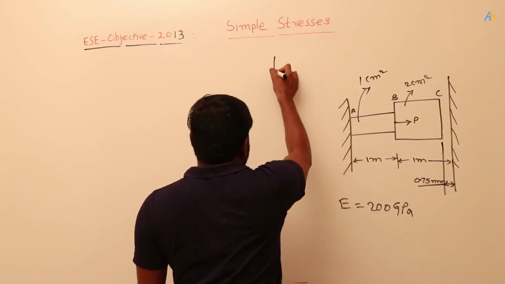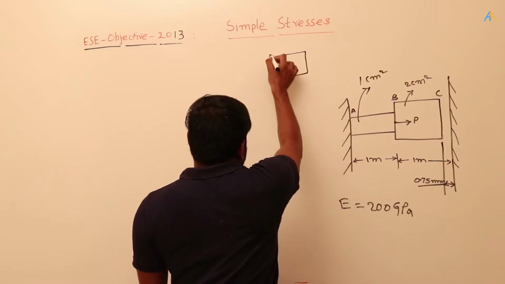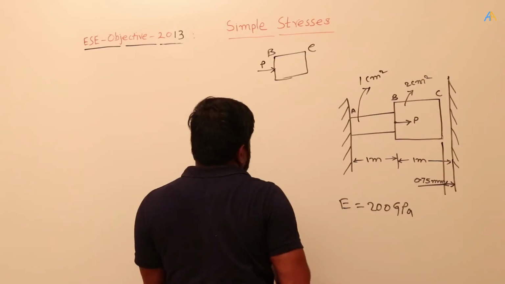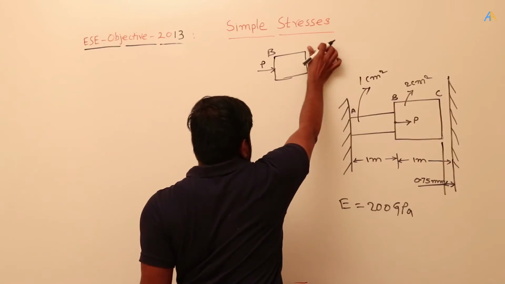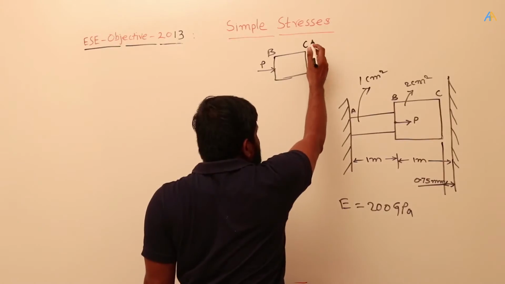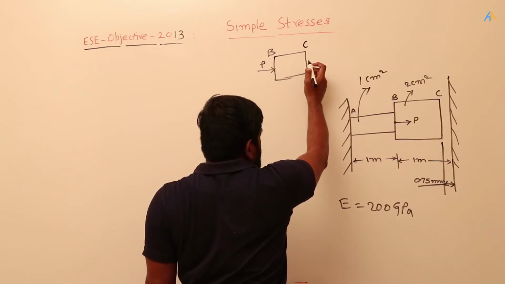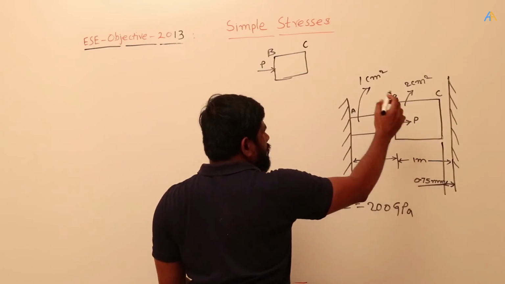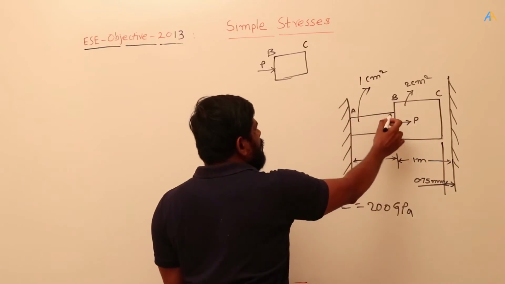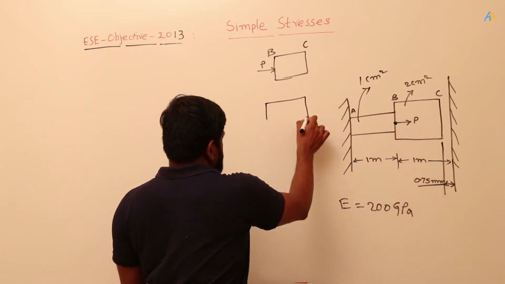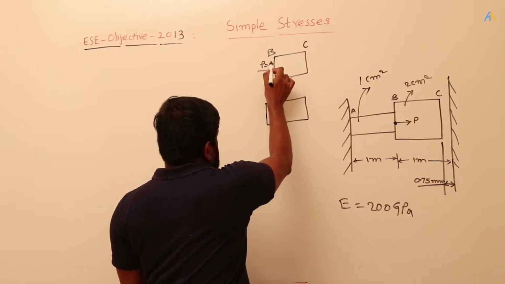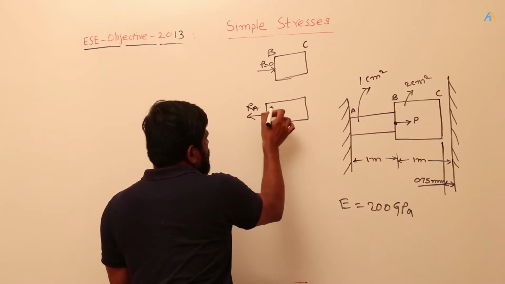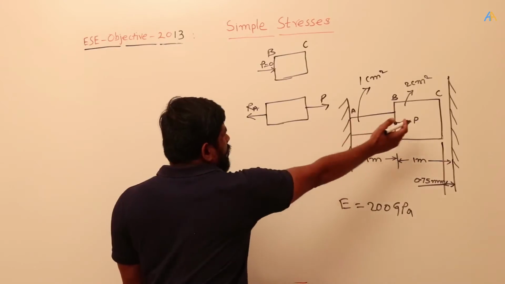For example, if I take this section BC, this is B and this is C, and let's say there is a force P acting here, but here it is free to move. Nothing is restricting it. So there is no force at all. Whatever P is acting here, it will cause the elongation only in AB. That means the effect of P on the BC is 0. There are no other forces.